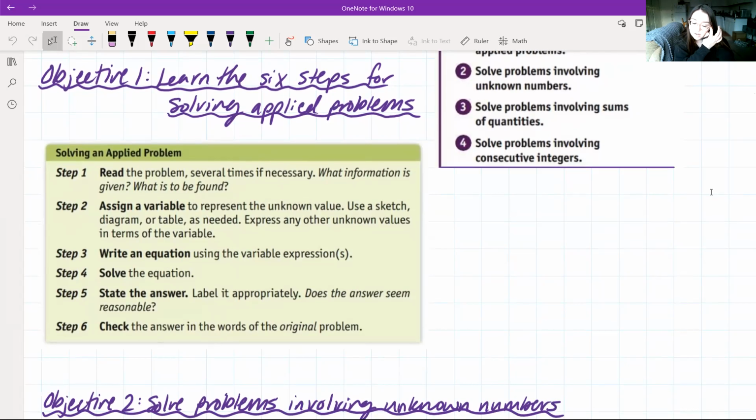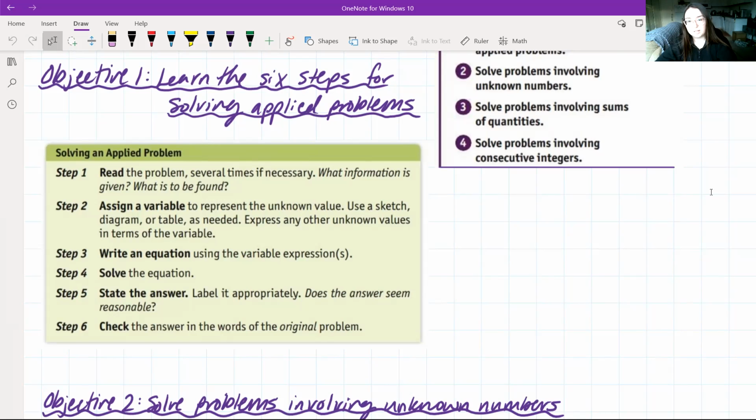Step 2, we want to assign a variable to represent the unknown value. You can use a sketch, diagram, table, whatever you would like or whatever you would need. And you want to express any other unknown values in terms of that same variable. So we're just using one variable in this case, and we're just using any other values as kind of manipulations of our one variable. Step 3, we want to write an equation using the variable expressions.